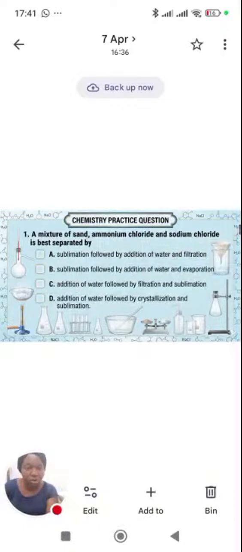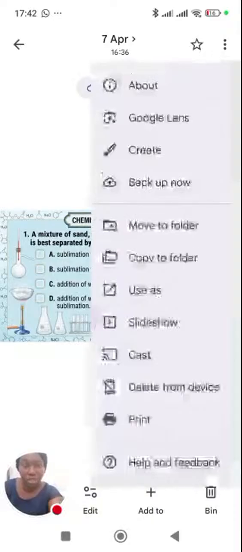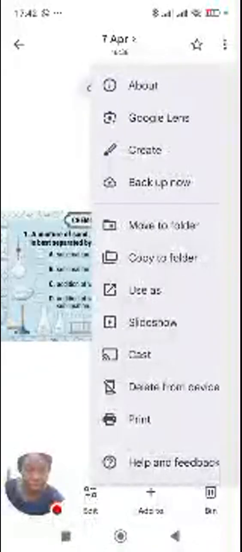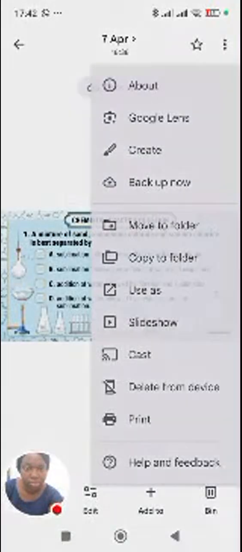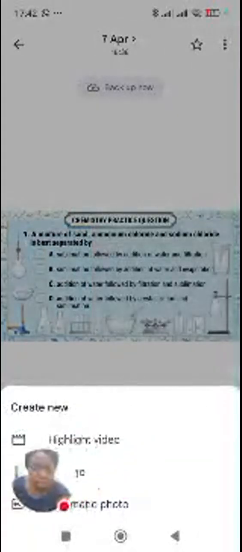Sublimation followed by evaporation. So that's B. Option B. Okay. Next question.